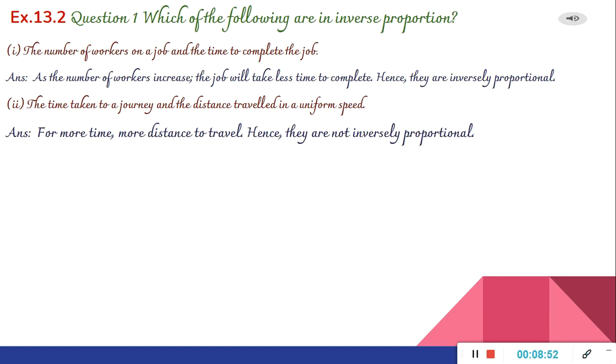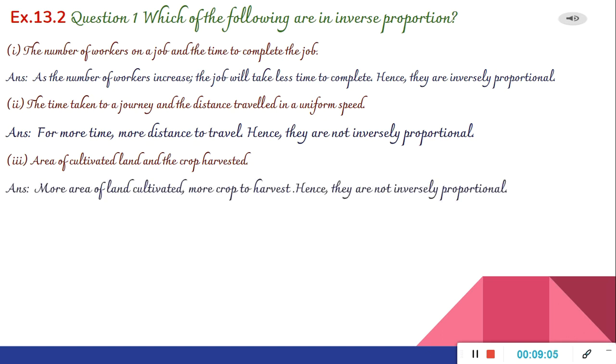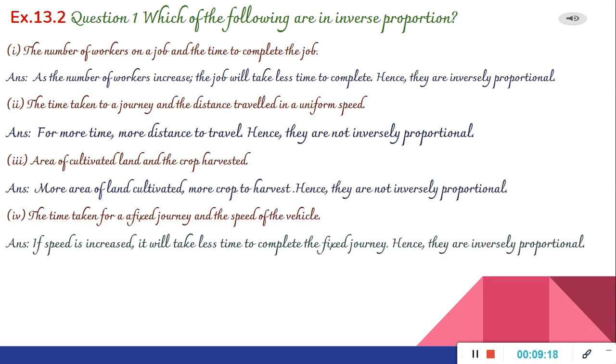Now, the third one, the area of cultivated land and the crop harvested. More area of land cultivated, more crop should be harvested, right? Hence, they are not inversely proportional. Both are increasing or both are decreasing, so this is not inversely proportional. Now, the fourth one, the time taken for a fixed journey and the speed of the vehicle. If the speed is increased, it will take less time to complete the fixed journey, right? Hence, they are inversely proportional.